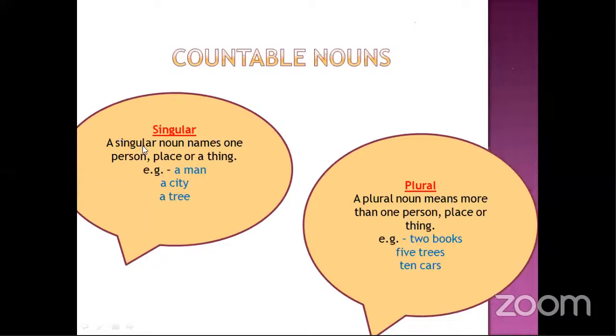Here I have mentioned a definition. A singular noun names one person, place, or a thing. That means one thing, only one thing. Examples: a man, a city, a tree, likewise. Just one thing. Then what about plurals? A plural noun means more than one person, place, or thing. That means more than one: 2 books, 5 trees, 10 cars, likewise.